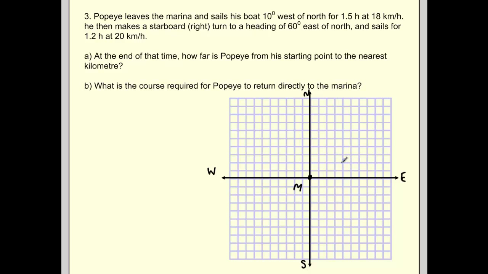So if you're going 10 degrees west of north, what that means is you start north, but you go 10 degrees west of it. So if I were to draw a line, I would start north, but then I need to head 10 degrees to the west. So it would be as if I was going in this direction, and the angle between here and here was 10 degrees.